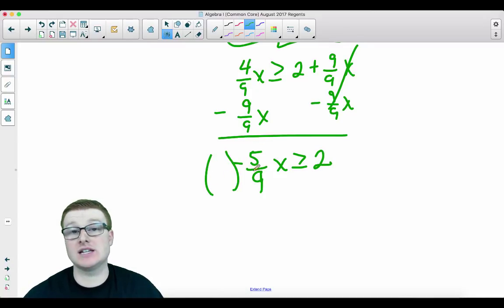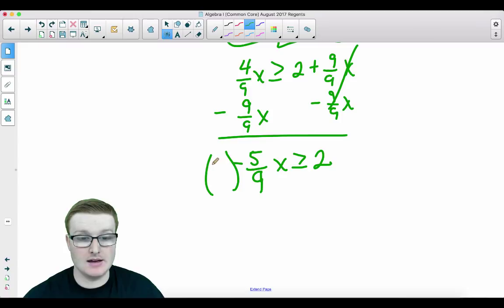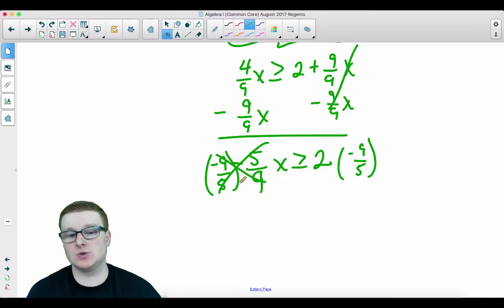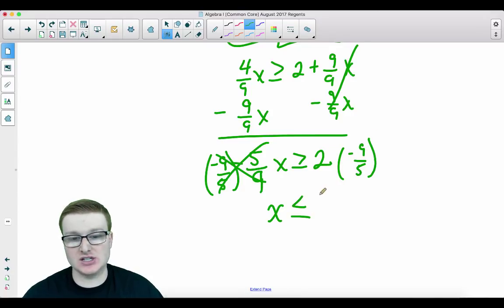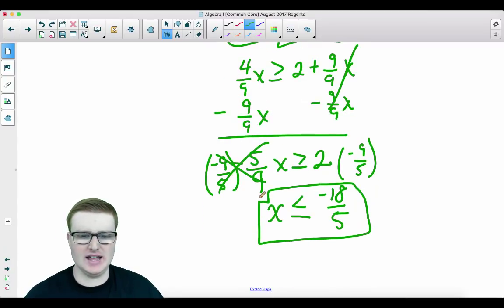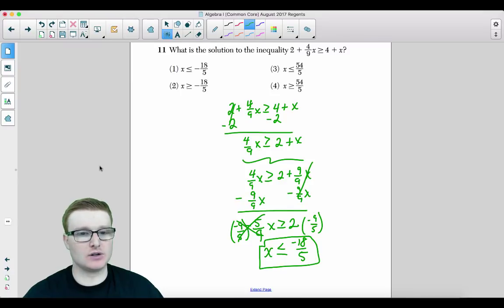Now you're going to multiply by the reciprocal to get rid of that negative 5/9. So you multiply by negative 9 over 5. That cancels. Now when you multiply both sides by a negative, you've got to switch the sign. It's just like when you divide by a negative, you've got to switch that sign. So this becomes x is less than or equal to 2 times negative 9/5. That's just negative 18/5. If you plug that into your calculator, that is your answer. X is less than or equal to negative 18 over 5. Your answer is choice 1.